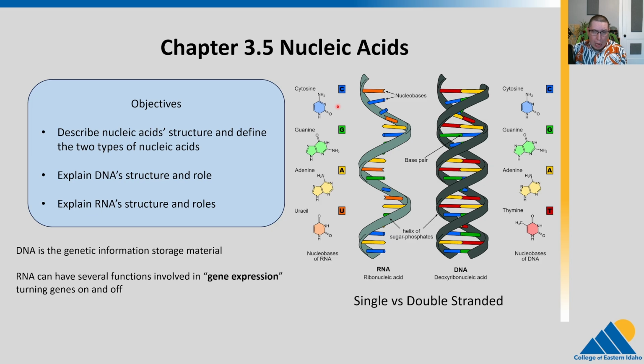And for whatever reason, evolution happens and doesn't always make sense. RNA uses the bases A, U, C, and G. U operates pretty much similarly to T in DNA. It's just a slightly different chemical. That's just the way it works. We'll talk more about RNA and the different processes it can be involved in. But DNA is the storage material. RNA is involved in gene expression, turning genes on and off.